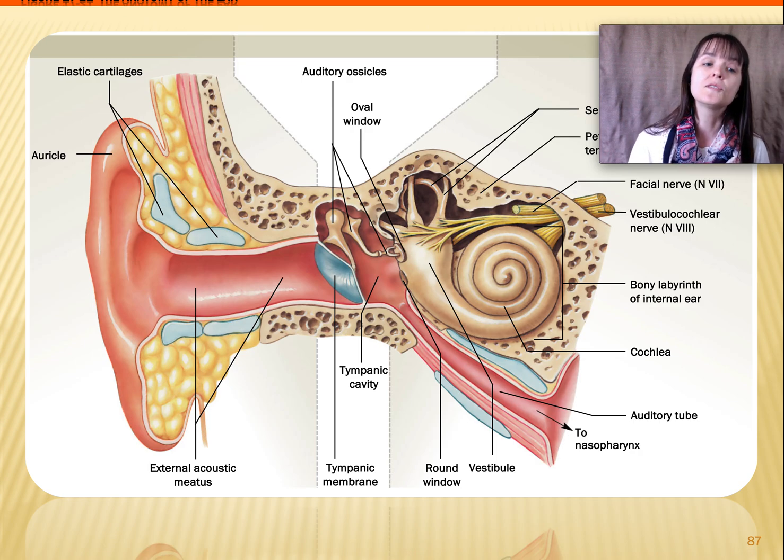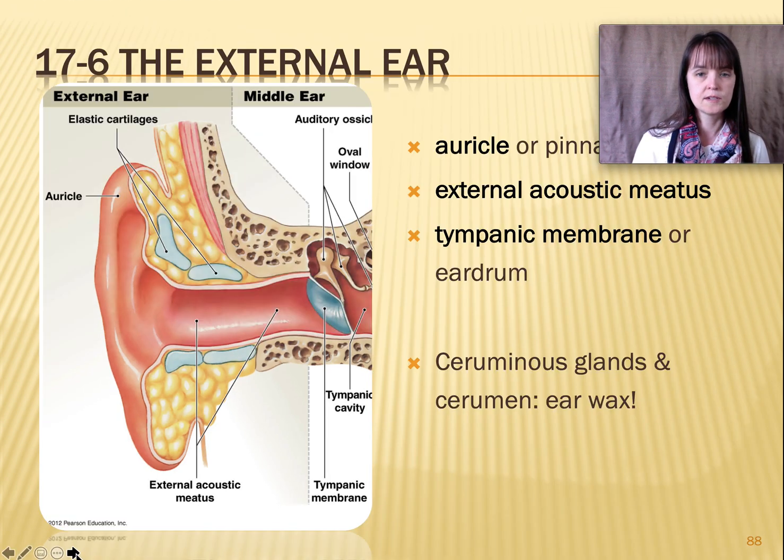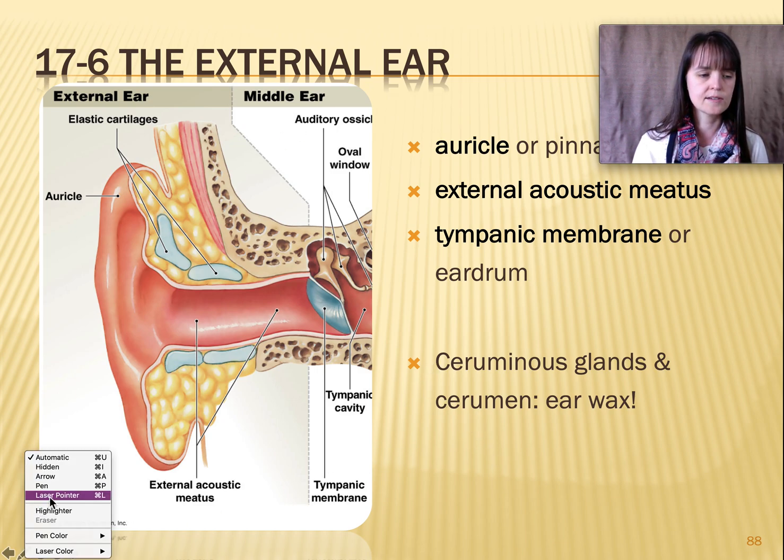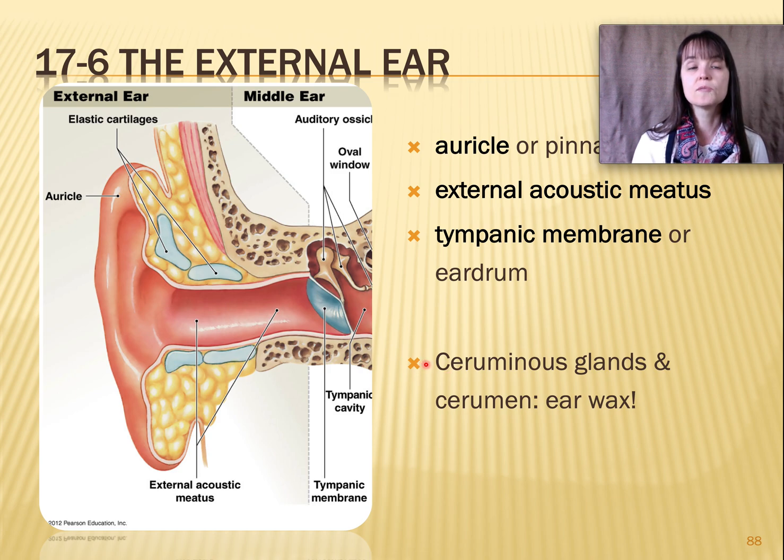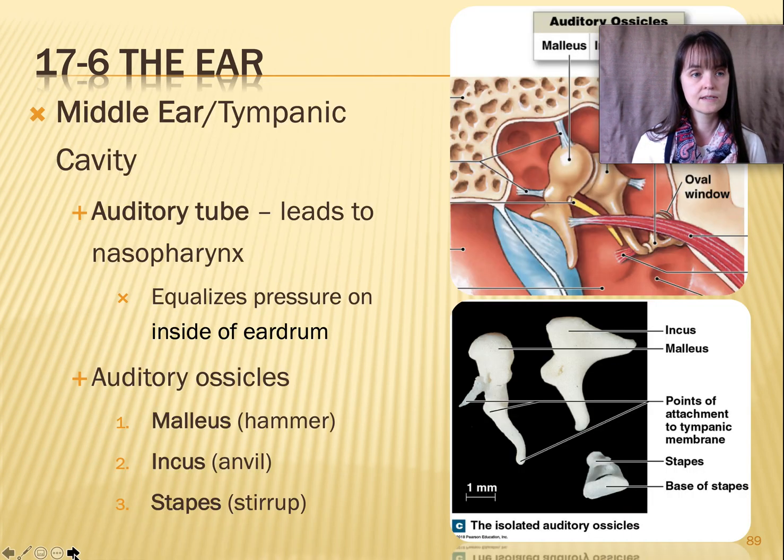Okay, so the sound waves are compressions of air molecules that are closer together or further apart. In the external ear, we find the ceruminous glands. They make cerumen, which is earwax. So they're in the external acoustic meatus.